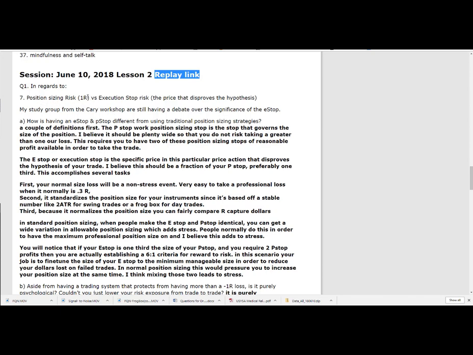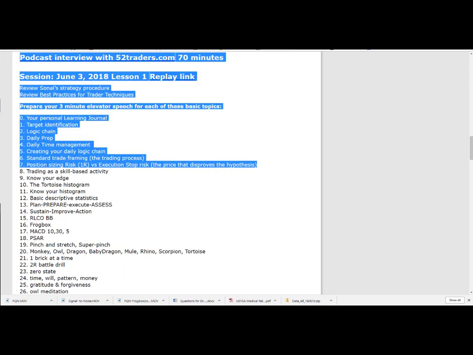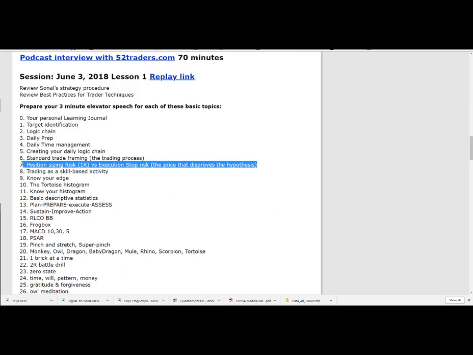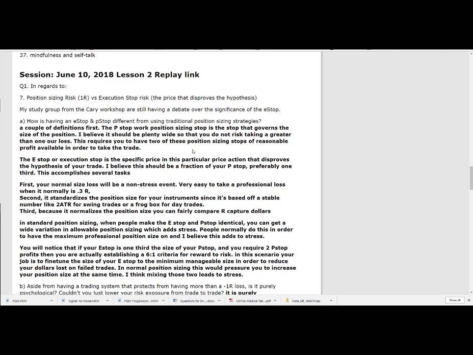The first one was regarding the position sizing risk of 1R, comparing that to the execution stop risk, which is the price that disproves the hypothesis. And this is from Duke. So his study group from the Carey workshop are still having a debate over the significance of the E-stop. They've referenced this as number 7 on the blue belt test, maybe? Yeah, blue belt test. So how are they different?